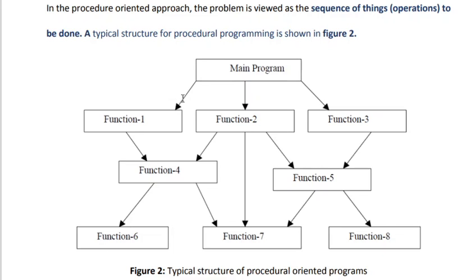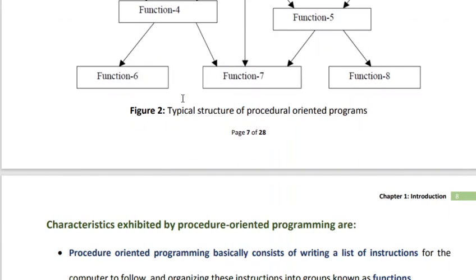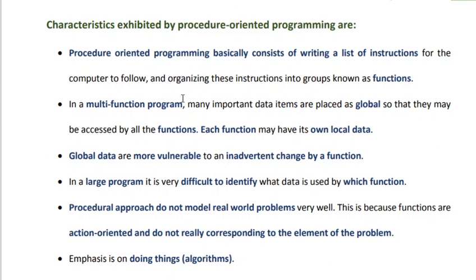So see, we have the programming viewed as a collection of functions or procedures which have an invocation relationship between them. Here we have the calling function, and the function being called. The calling function invokes the function, and the function being called responds to the calling function. This is a typical orientation of a procedure-oriented program. Now let us understand some of the important characteristics of procedure-oriented programming.